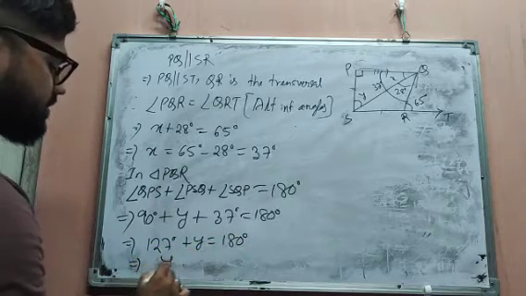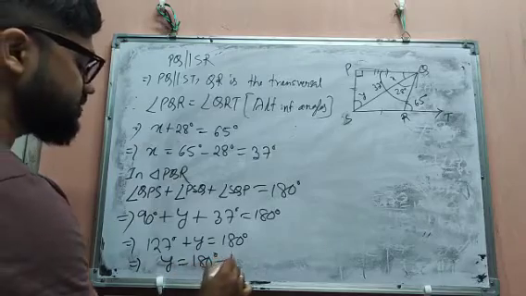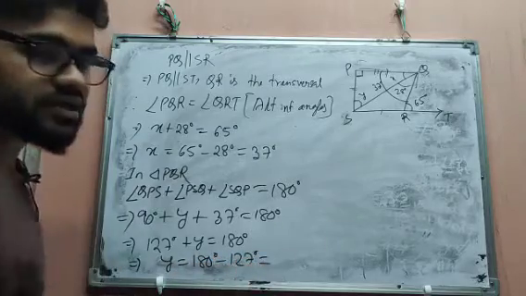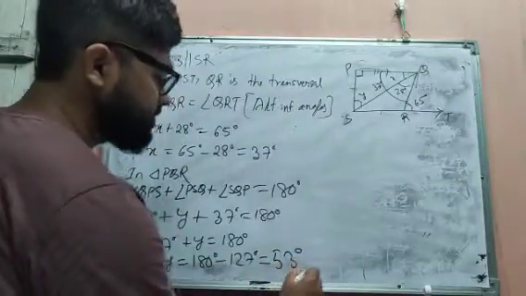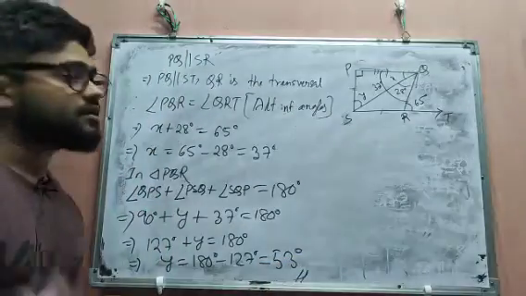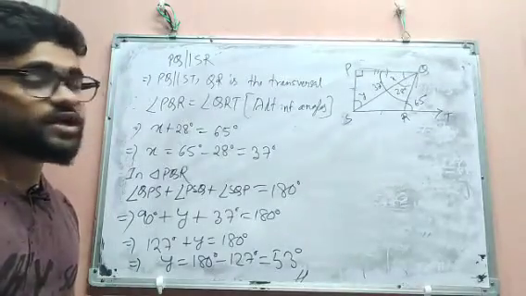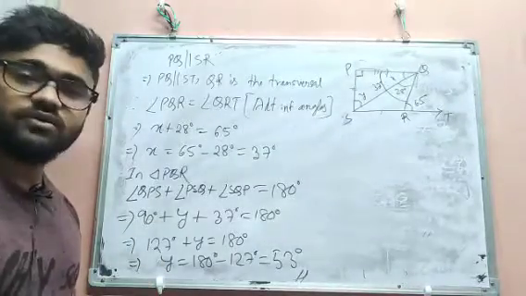So Y equals 180 degrees minus 127 degrees, and the answer is 53 degrees, which is our required Y value. We were asked to find X and Y values, and we got both.